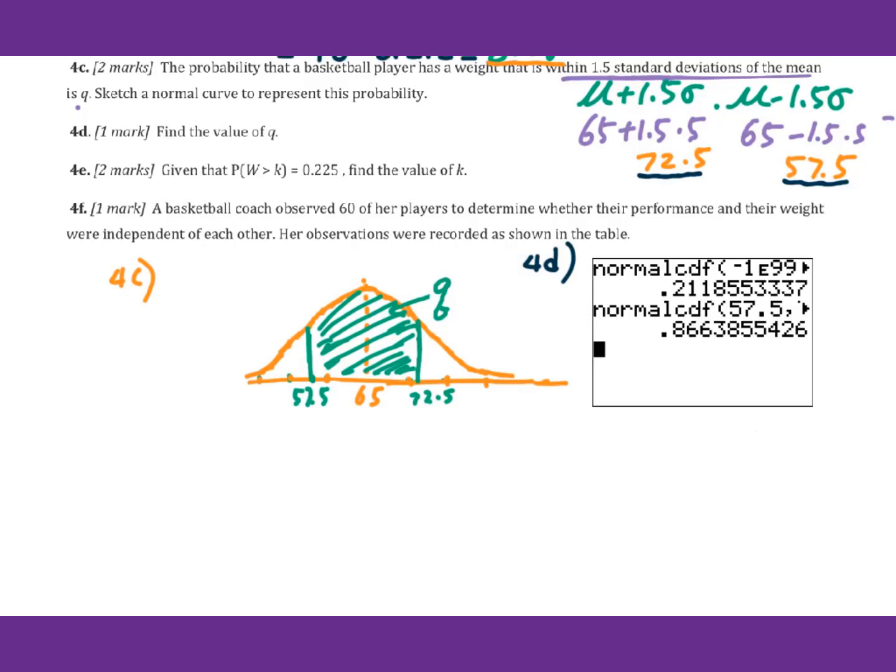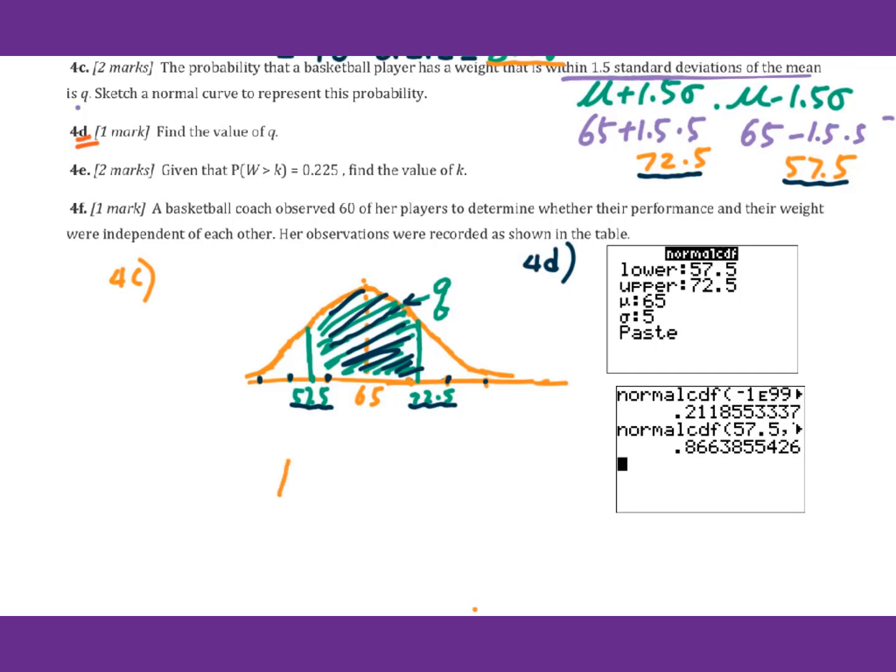When you sketch this normal distribution, show the mean, which is 65. Then you add standard deviations: 70, 75, and 80. For this side, you have 60, 55, and 50. So you label 57.5 and 72.5. We shade this area. This will be Q.